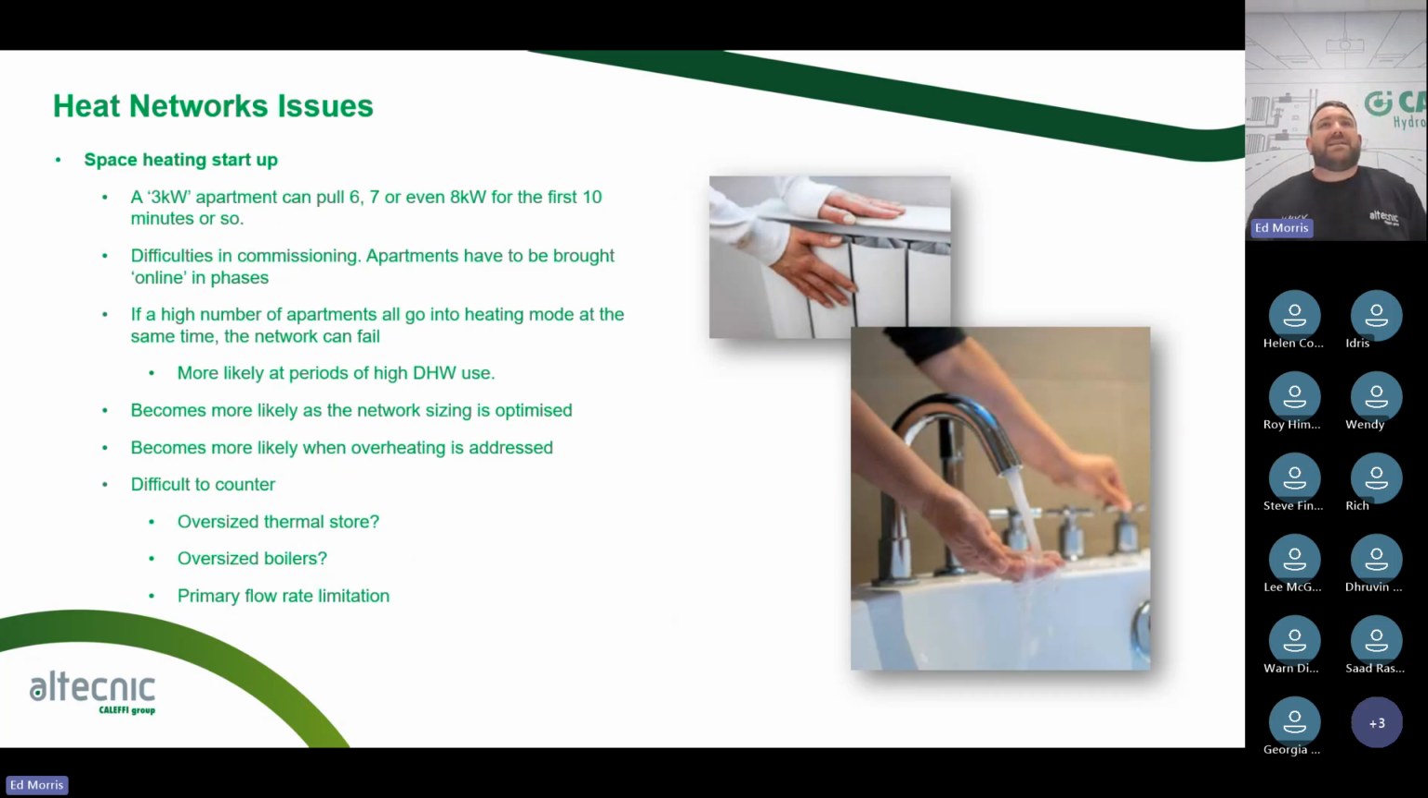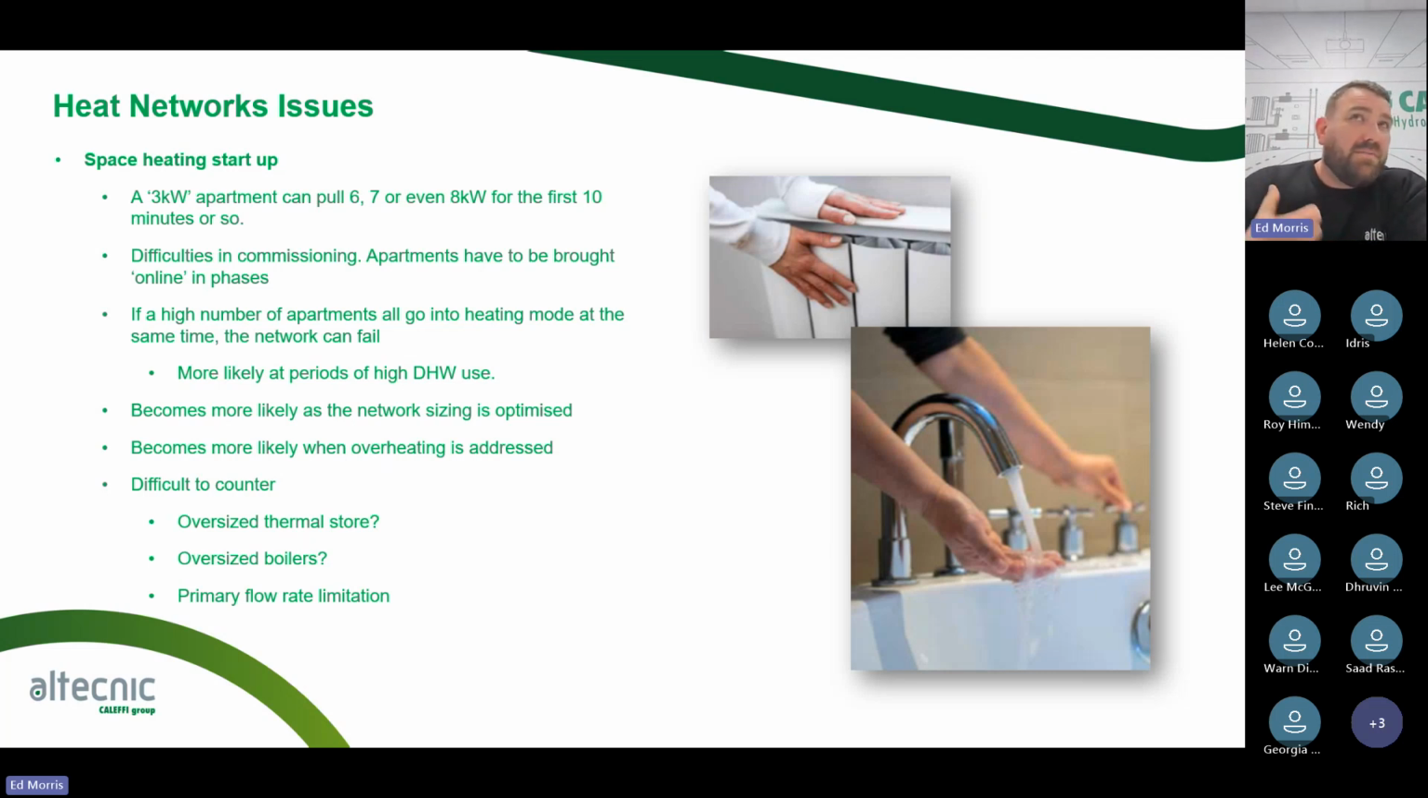So we look at things like space heating startup now, and the reason why we say this delivers an issue to the network is because of the way it forms. We designed a load for 3 kilowatts, a 3 kilowatt apartment load. On initial startup, this can pull up to 6, 7, or even 8 kilowatts for the first 10 minutes, because we're trying to pull that heat through as quick as we can to satisfy a heat demand.